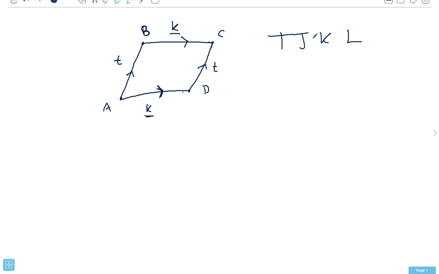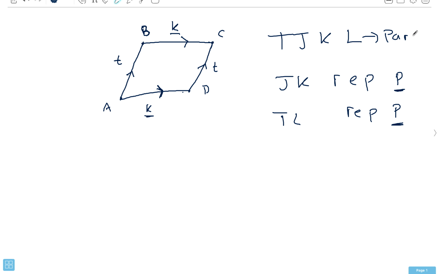So if I tell you 4 points T, J, K, L, and I tell you that JK represents the free vector P, and TL represents the same free vector P, then TJKL is a parallelogram.